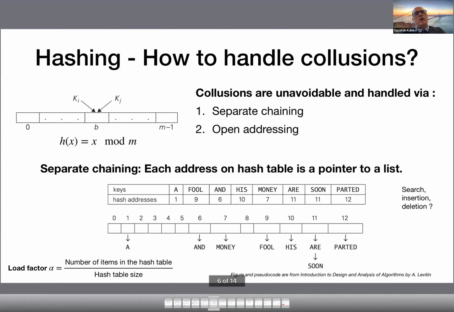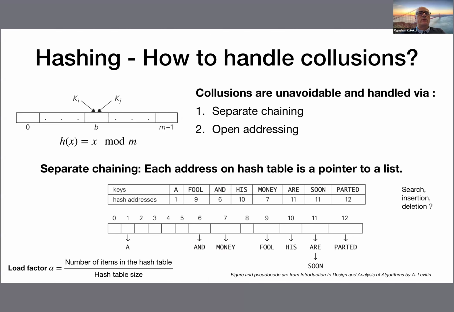Once I have these collisions, what will I do? There are two ways to deal with these collisions. The first one is called separate chaining, and first, let's focus on this one. Separate chaining is also called open hashing. Actually, the size of my hash table is infinite. How can this be?